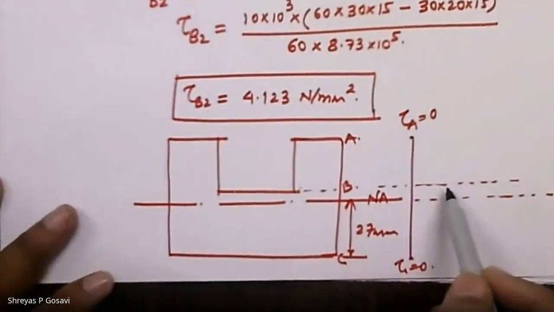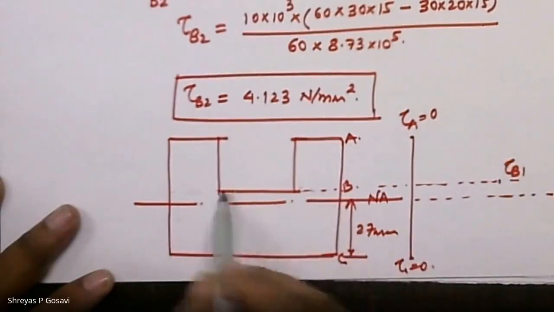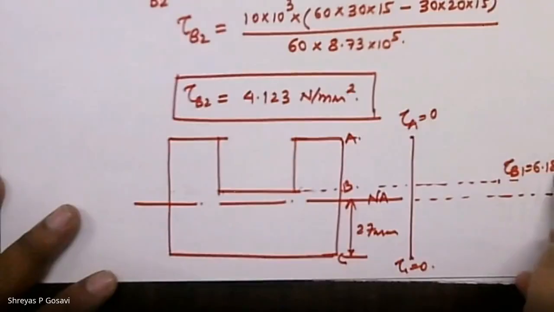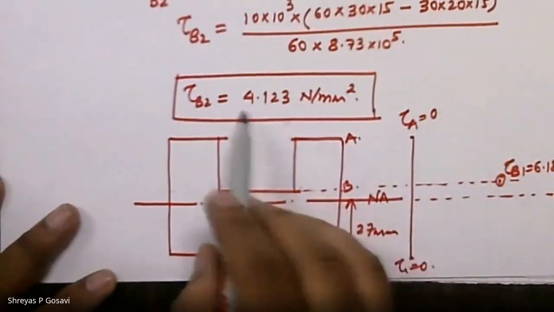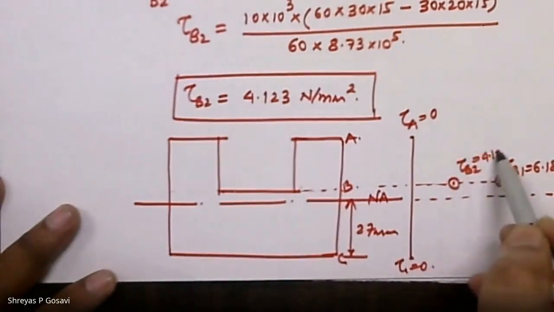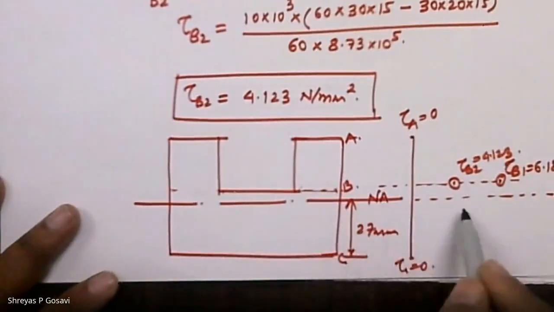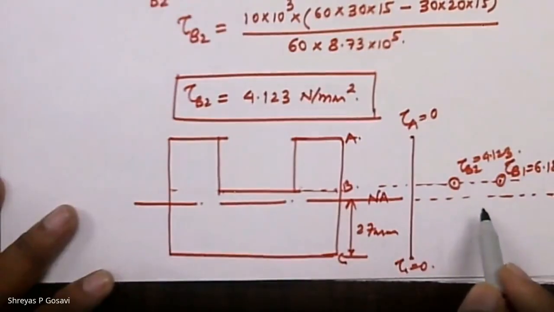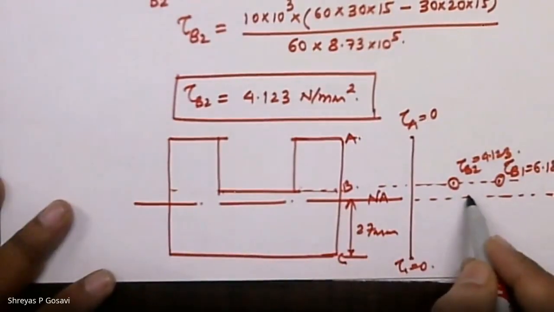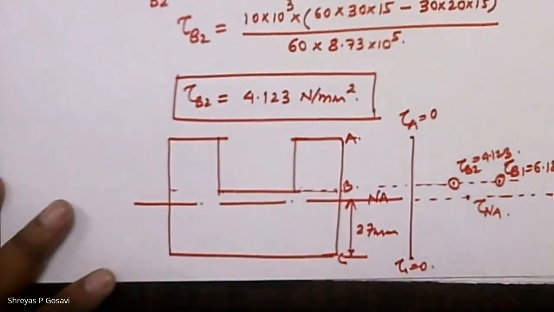So tau B1 was 6.185, that is about width 20 plus 20, that is 40. Tau B2 was 4.123. This is tau B2, that is equal to 4.123 about the total width, that is 60 millimeter, and about the neutral axis the value was 4.175. So it was slightly greater than tau B2. This is tau about neutral axis, that is equal to 4.175.